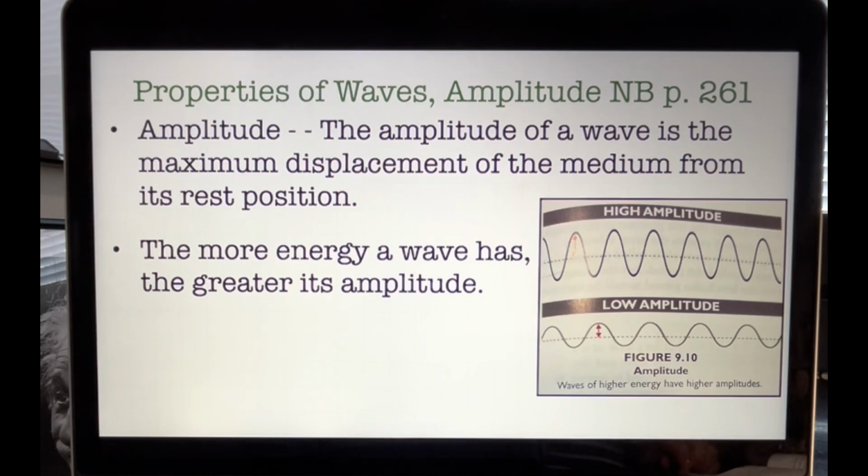So what do I mean by that? Say you and a friend were each holding the end of a jump rope and you wanted to shake the rope up and down to create a wave with a large amplitude. To do that, you would have to add a lot more energy, shake harder to achieve a higher amplitude than if you produced a wave with a low amplitude.